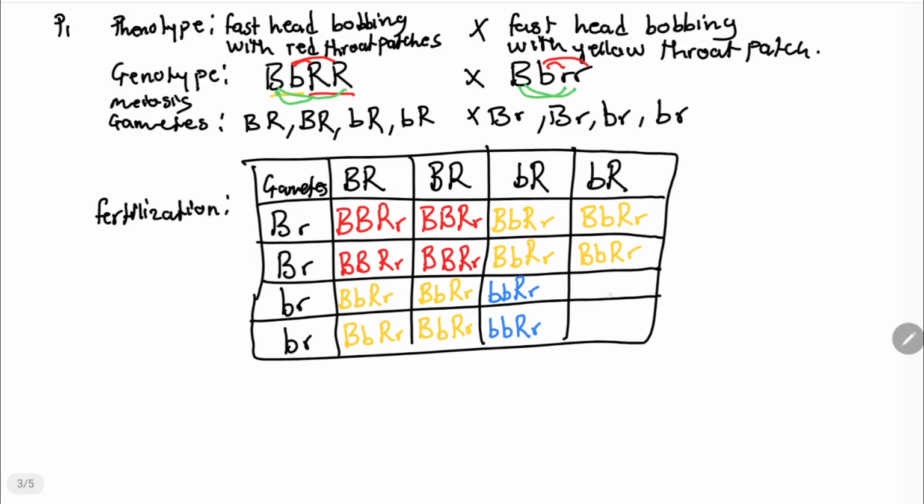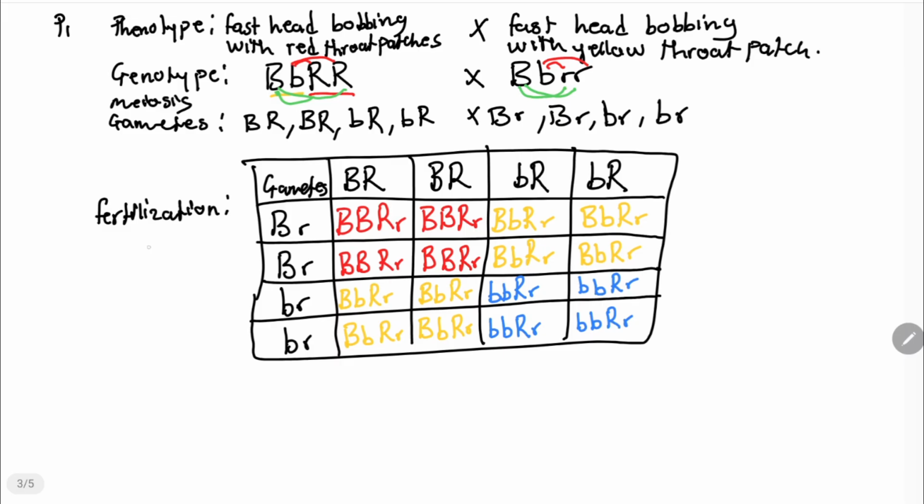Now let's come to this one. This one is going to be a small letter b from the top, small letter b from the side, capital letter R from the top, small letter r from the side. So this is in blue. So it will be small letter b, small letter b, capital letter R, small letter r. Here, small letter b, small letter b, capital letter R, small letter r. And that is all the genotypes that we have.